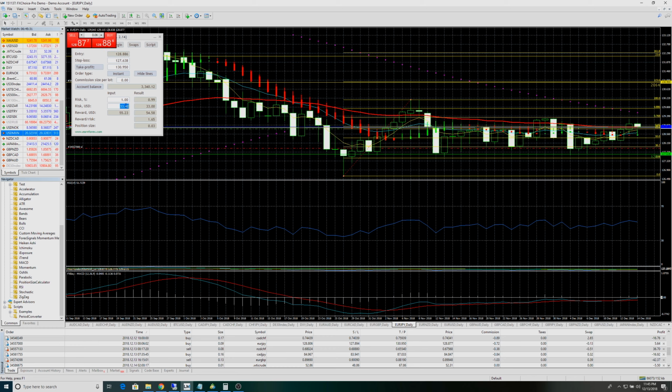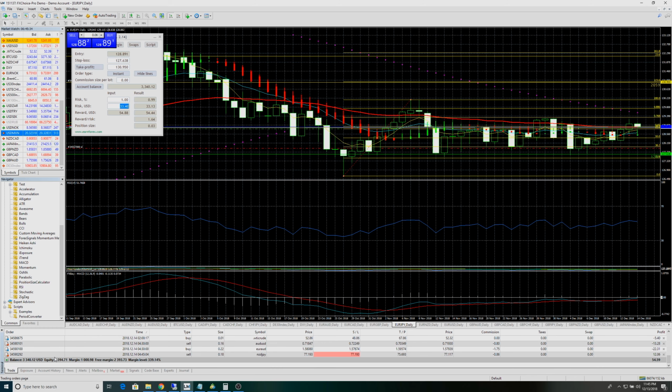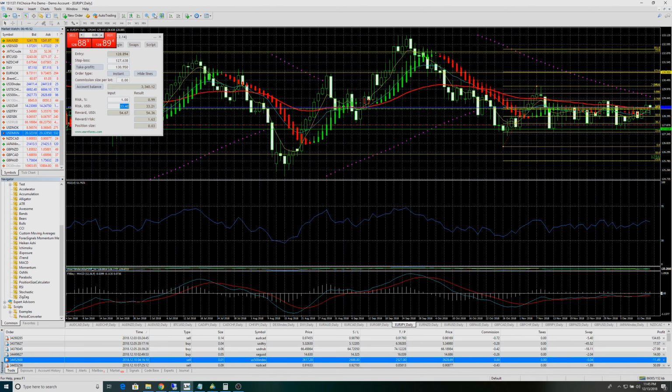Every little bit adds up. This is a $3,300 account, so you're looking at a 1% risk of $33. You could end up here. Now the other option is, you could always, once the trade gets into profit, pull some, let the rest ride, and see where the trend takes you.